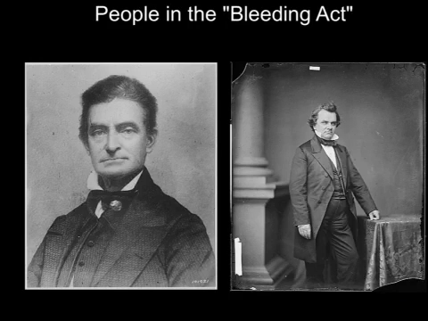People in the Bleeding Act. The Kansas and Nebraska Act, or Bleeding Act, was from 1845 to 1855, and included the two states, Kansas and Nebraska. This act involved many people, such as Missourians, John Brown, the anti-slavery settlers, pro-slavery settlers, and Senator Stephen A. Douglas.